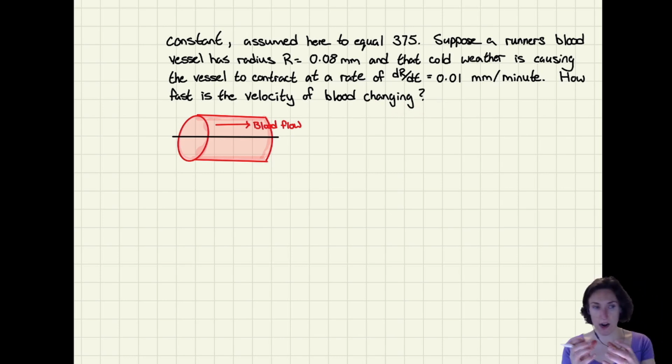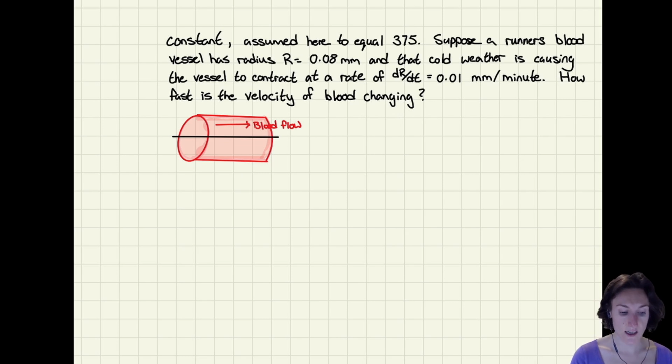Okay, so if the blood vessel is contracting and getting smaller, that's going to influence the actual speed of the blood flow, because there's not as much room in the center where the blood can go the fastest. So if we make it smaller, overall everything's going to decrease in velocity. So what is it that we're actually looking for in terms of a derivative? How fast is the velocity of the blood changing? So the rate of change of velocity. So we're looking for dV/dt.